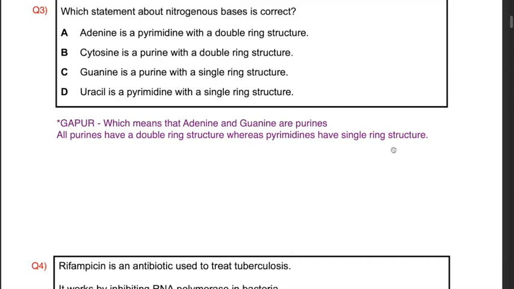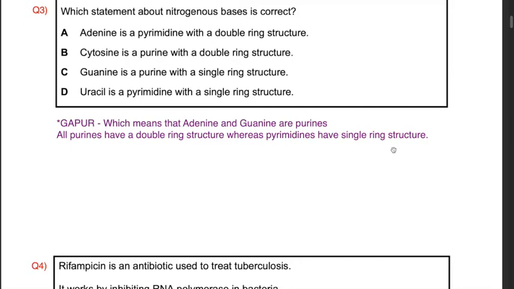Over here again you have to remember Gapur, which means that adenine and guanine are purines, and all purines have a double ring structure, whereas pyrimidines have a single ring structure. Therefore, option A, adenine is a pyrimidine, is wrong because adenine is a purine. Option B, cytosine is a purine, is also incorrect because it is only guanine and adenine that are purines. Option C, guanine is a purine, yes, that is correct. With a single ring structure, that is incorrect because all purines have a double ring structure.